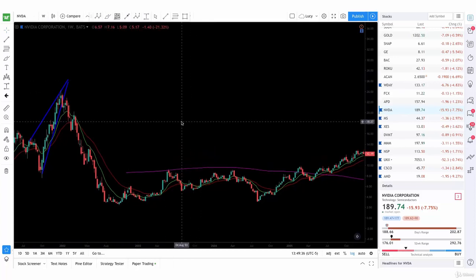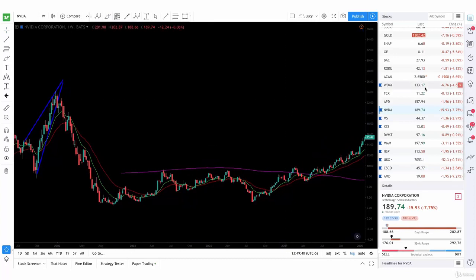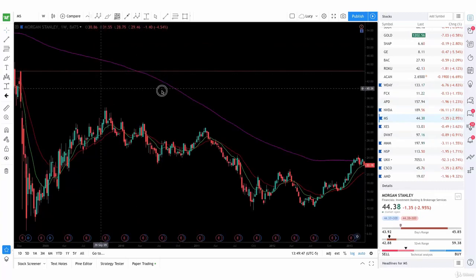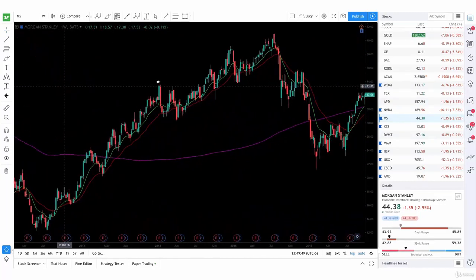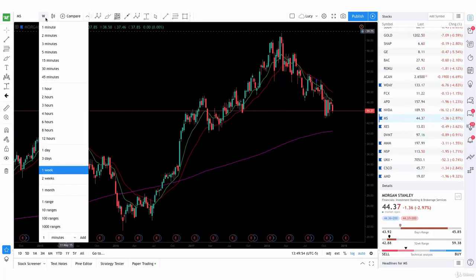Now we can go over to the triangles. There's 3 different triangles. There's the symmetrical, descending, and ascending triangles. So we're going to go here, MS, for right here.